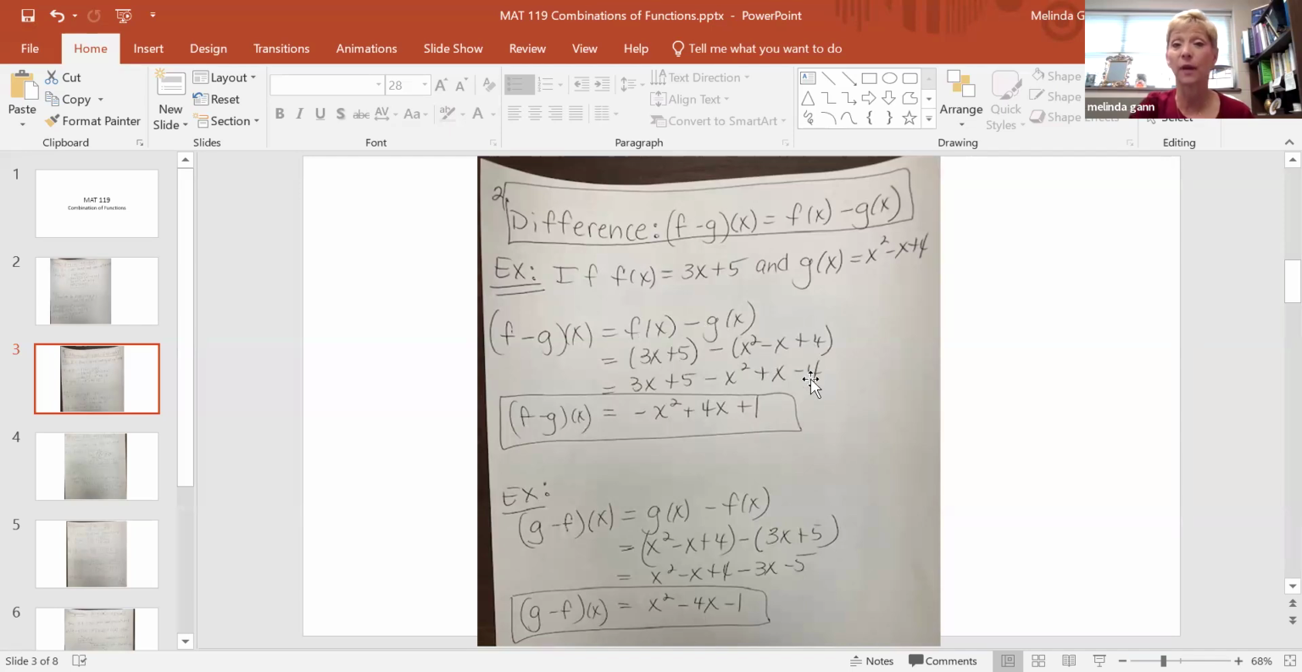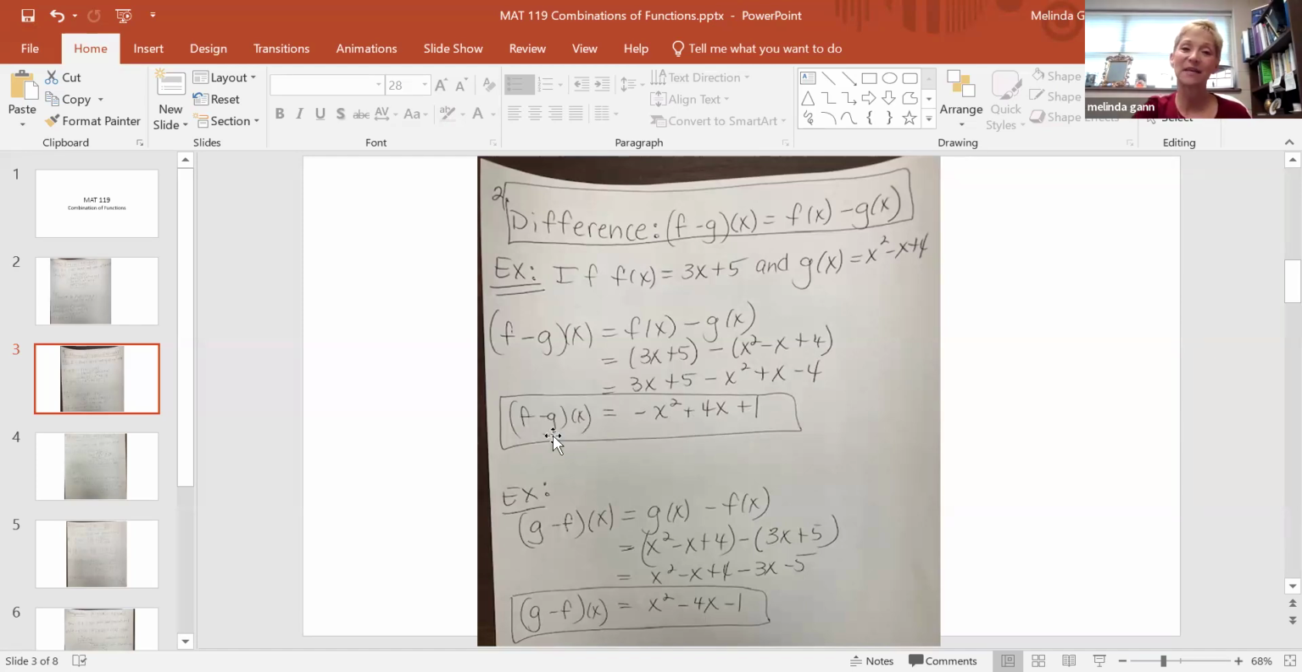And then again, I group like terms. I've only got 1 x squared, but it's a negative x squared. Then I've got a 3x plus an x, which is where I got the plus 4x. And then 5 minus 4 is a 1. So f minus g of x is a negative x squared plus 4x plus 1. I can't make that any simpler.